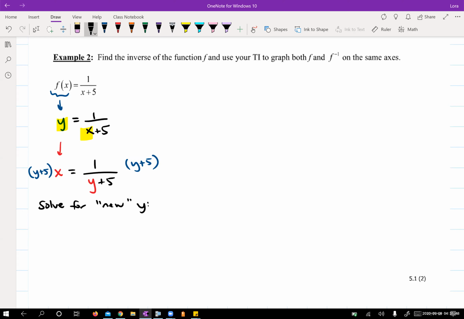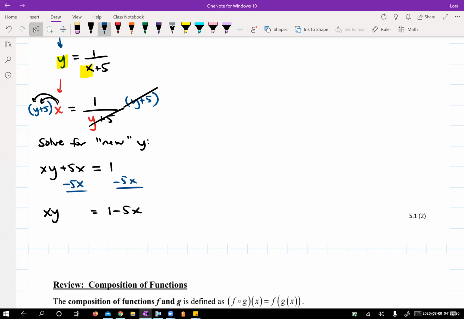So you'll see the left side of the equation, it's a binomial times a monomial. I'll distribute. So I should have xy plus 5x. Write that a little nicer. On the right side of the equation, the y plus 5's divide out, so we're left with a 1. Now reminding ourselves that we're still solving for y, I will move the 5x over by subtracting it from both sides. I still have xy equals 1 minus 5x.